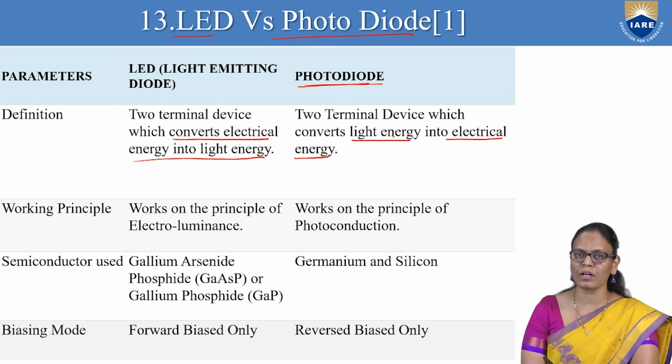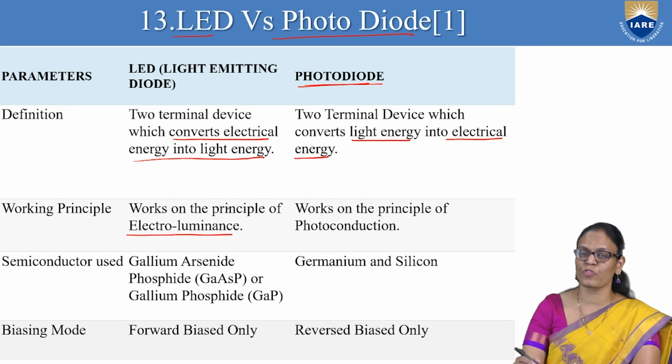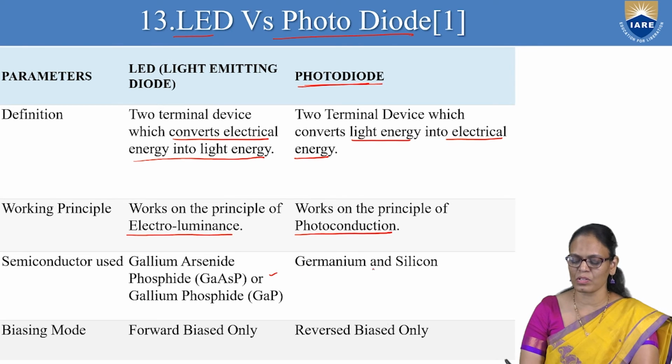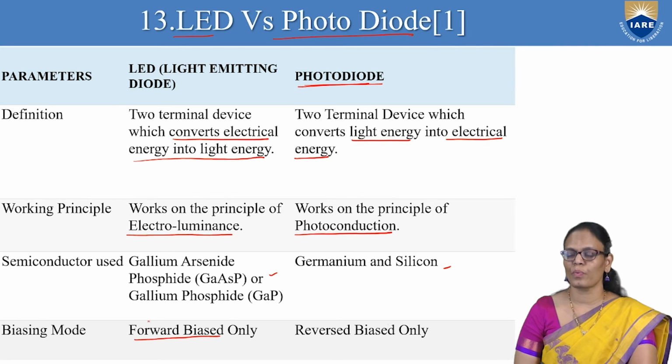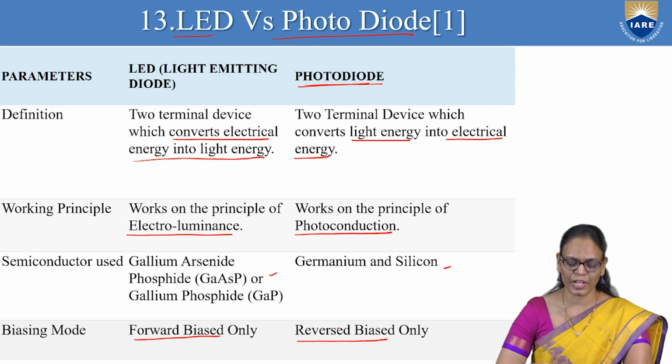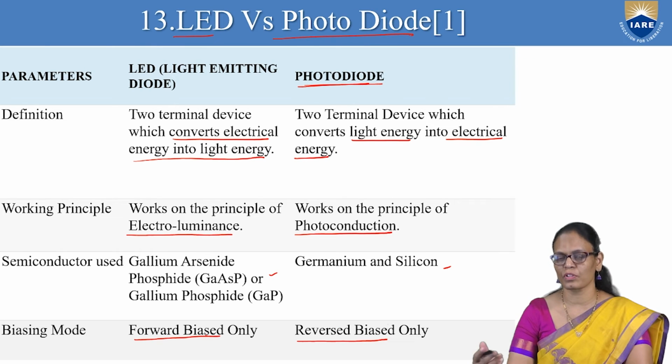LED works on the principle of electroluminescence, whereas photodiode works on the principle of photoconduction. And there are some examples also of the materials that we are using. One more difference here is that LED is always connected in forward bias, whereas a photodiode is connected in reverse bias. So we see the functioning of a photodiode in reverse bias, whereas for an LED it is in forward bias.